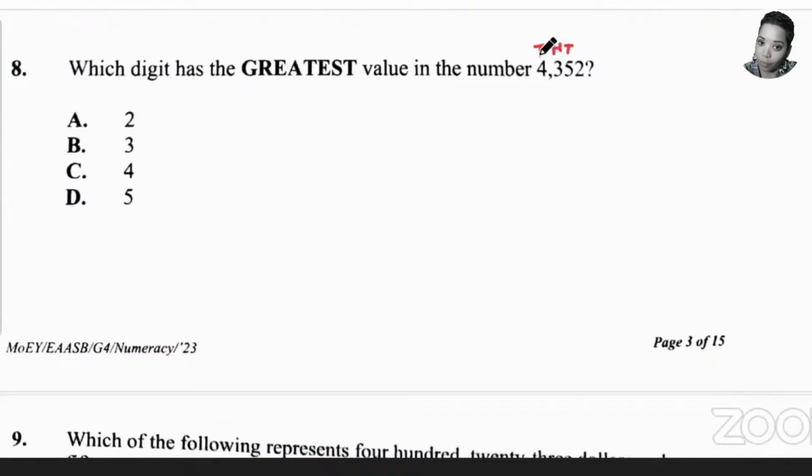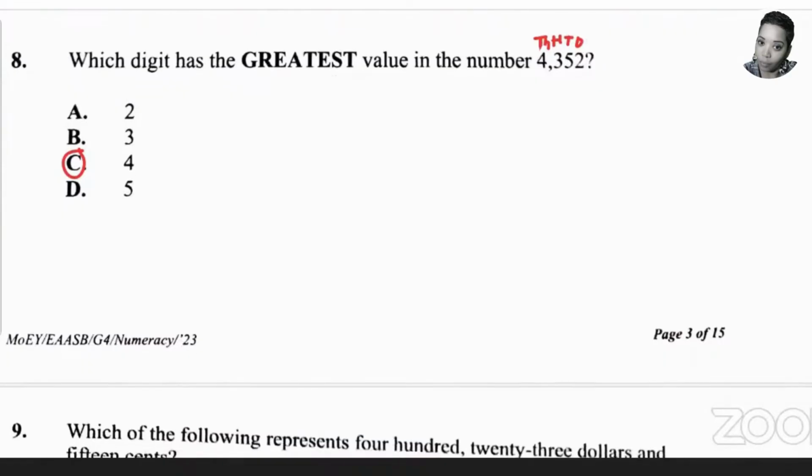All right, so I should have put TH right here, but I had not actually intended to do the numbers at the top. So, right, so 1,000, 100, tens, and ones. So the 4 there has the greatest value. It has a value of 4,000, okay? So don't look at it to say number 5. That 5 represents 5 tens, so it does not have the greatest value.